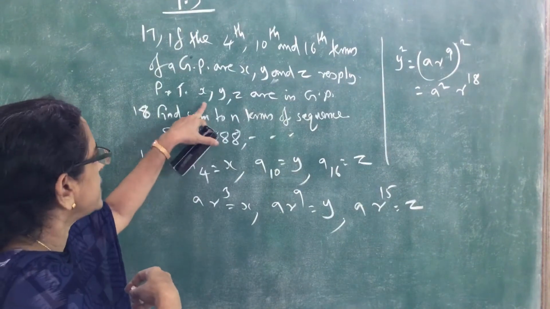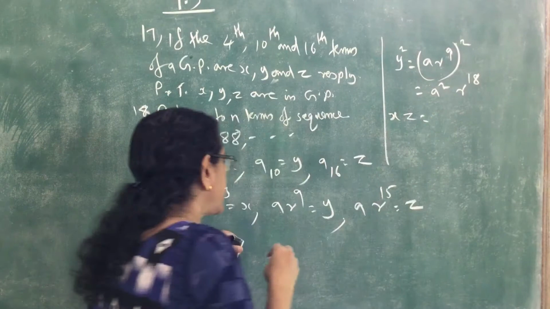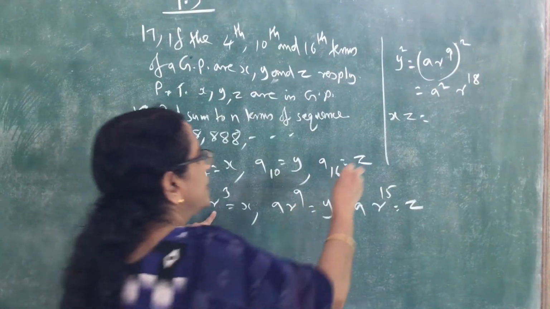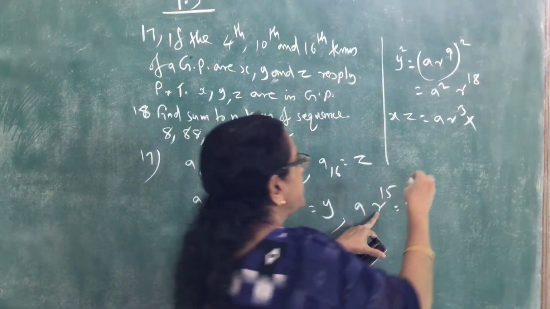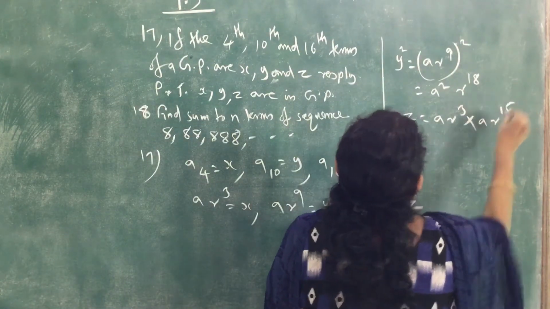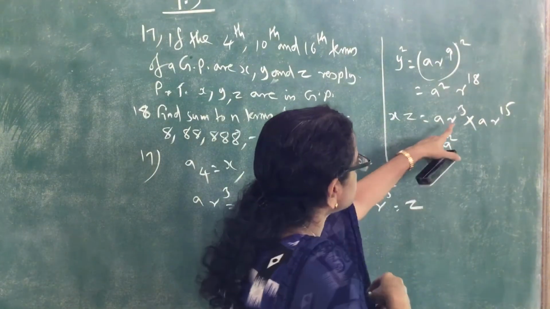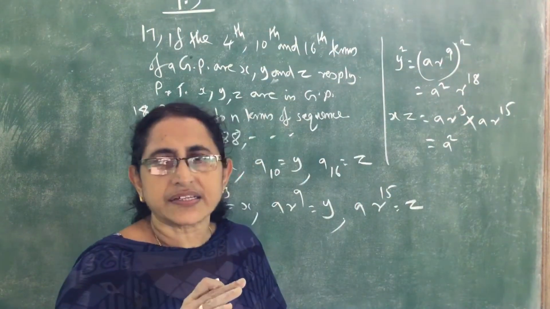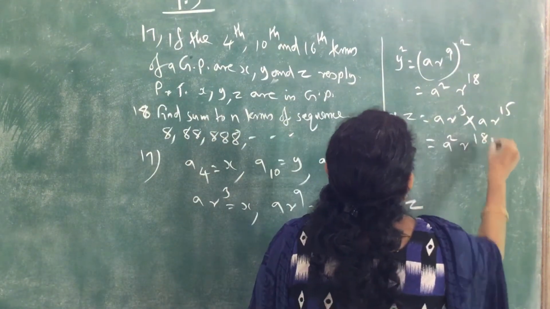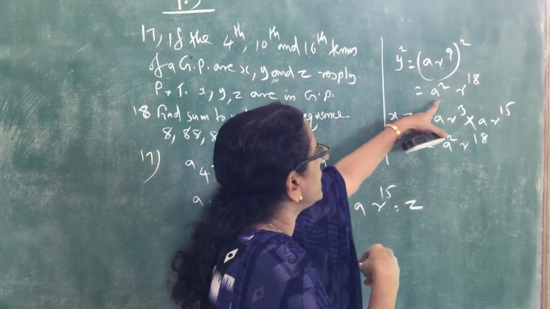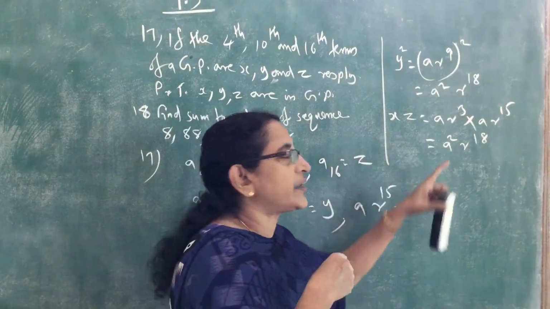Now we will find x into z. X into z equals AR cubed into AR raised to 15. That is equal to A into A, A square, R raised to 3 into R raised to 15. R raised to 15 plus 3, that is R raised to 18. So we got y square equal to A square into R raised to 18, and xz is also A square into R raised to 18.